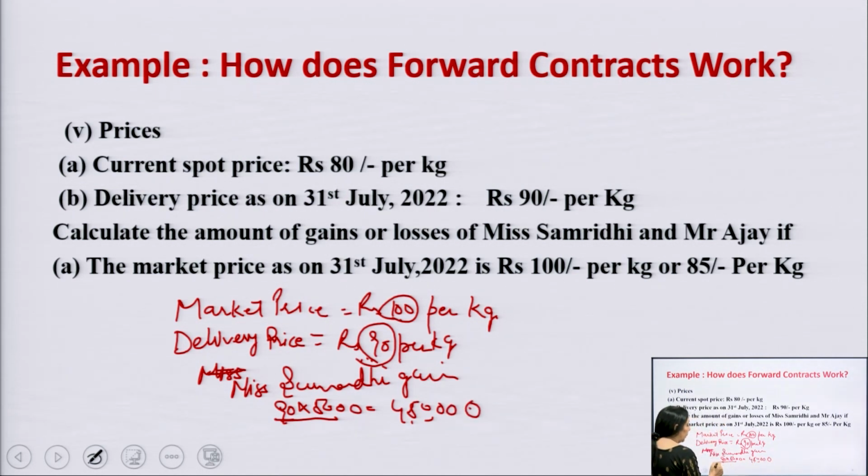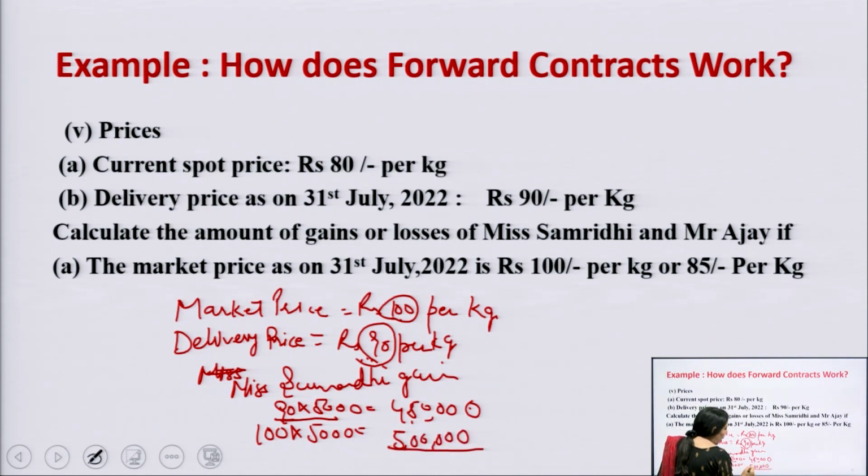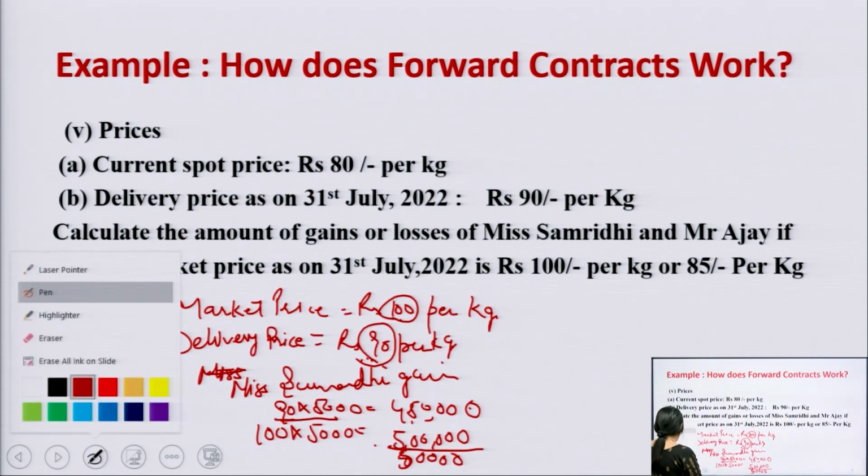But in the market, the price is right now 100. Again, you have to multiply by 5000. It will become 5 lakh. How much is the profit? That is 50,000. This is a profit to Ms. Samriddhi, but this is a loss to Mr. Ajay.